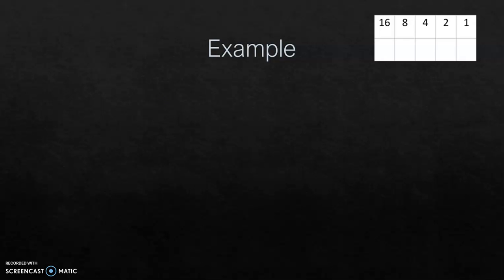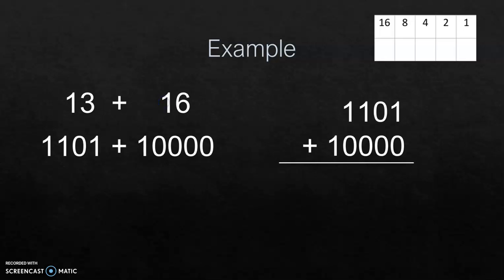In this case, we'll do 13 plus 16. If we convert these numbers into binary, we get the following numbers. Now if we add them together, we get 1 plus 0, which is 1, 0 plus 0 is 0, 1 plus 0 is 1, 1 plus 0 is 1, and 1 just gets pushed down. Our answer is the binary number 1, 1, 1, 0, 1, which in decimal equals 29. We proceed to confirm our answer with the decimal numbers 13 plus 16, which also equal 29.